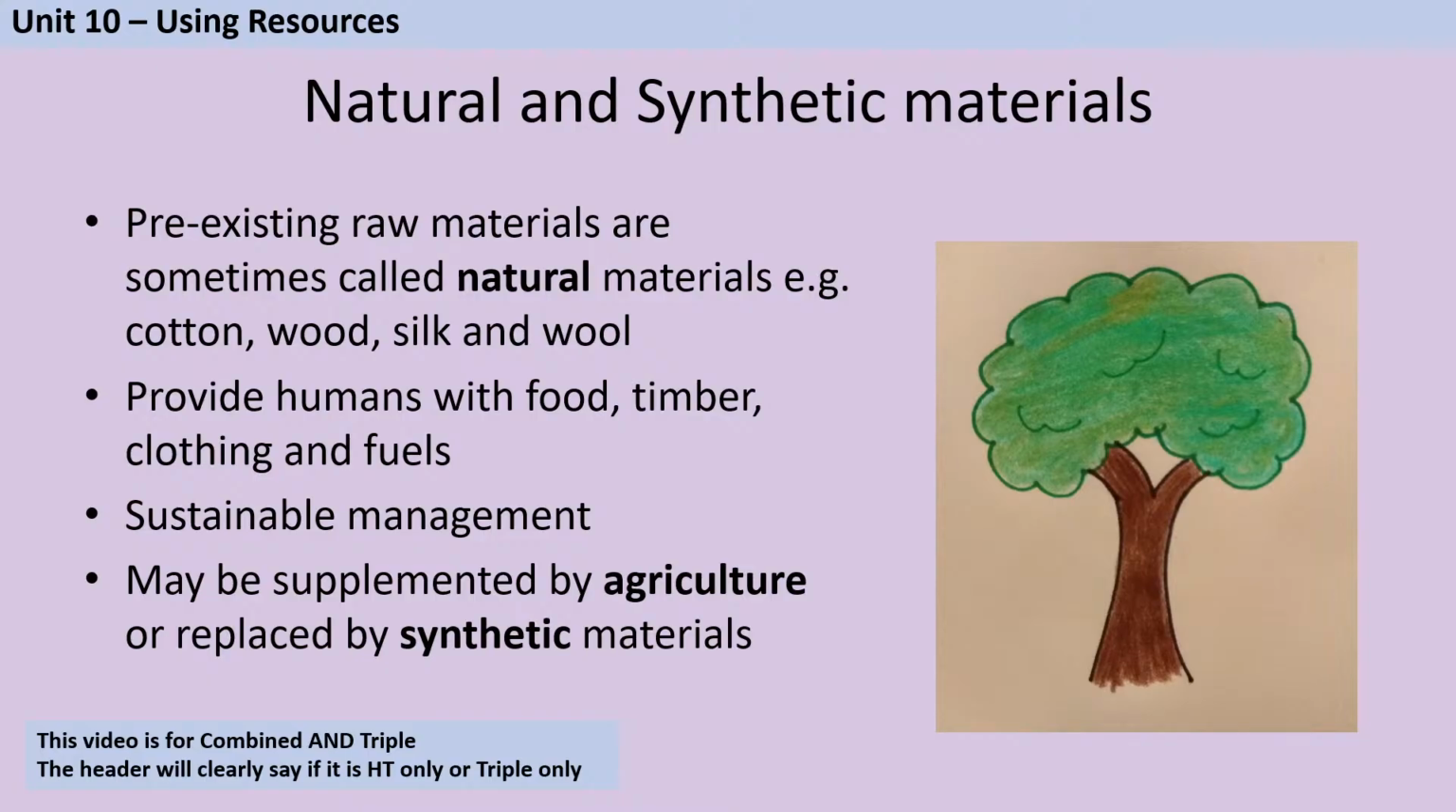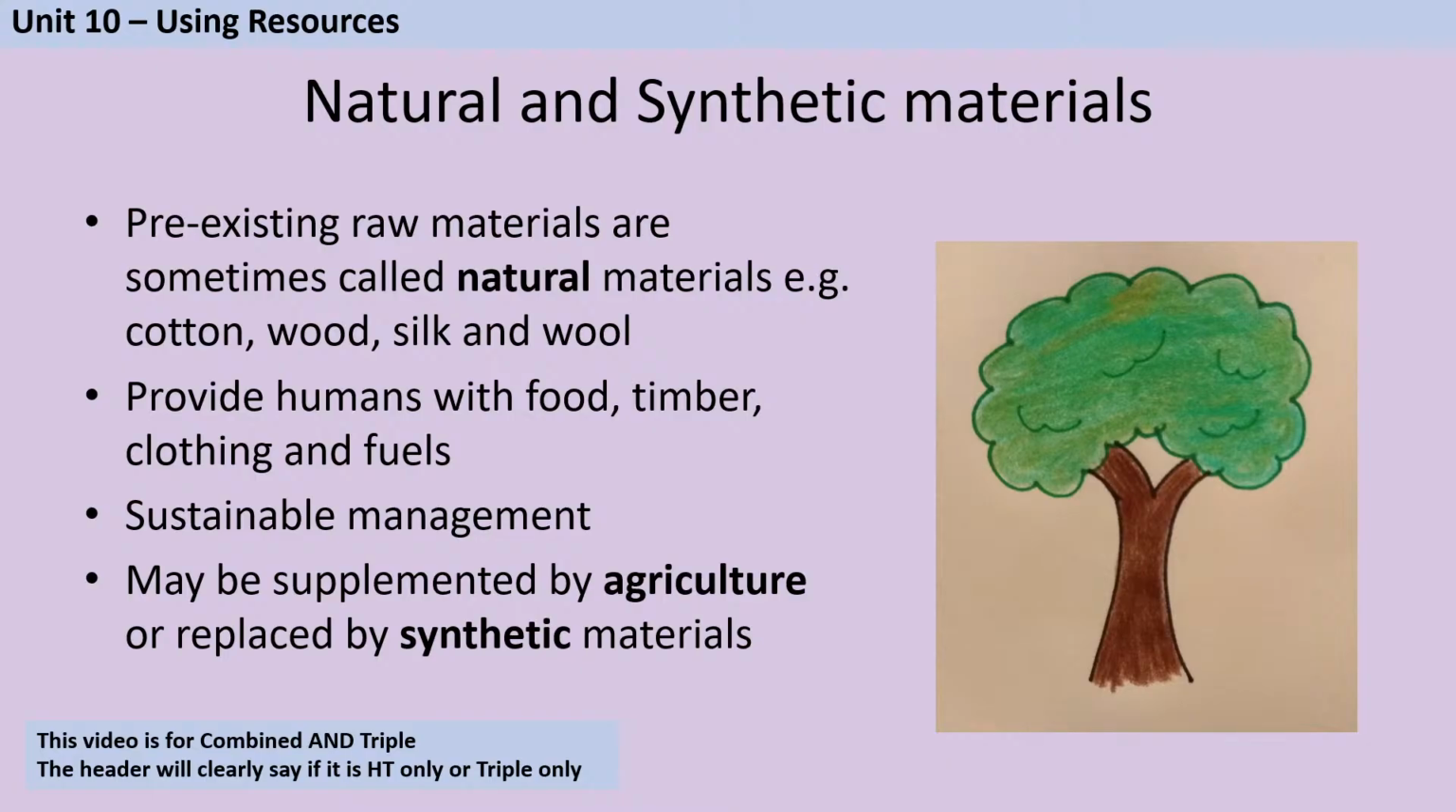We can also split resources into those that are natural and those that are synthetic. So natural resources are raw materials that already exist in the world without humans needing to do anything, but they can still run out, and that's why they need to be managed sustainably. That might mean limiting how much people can use, so things like having quotas, or providing additional support to ensure that more of this resource keeps being produced by agriculture, so farming.